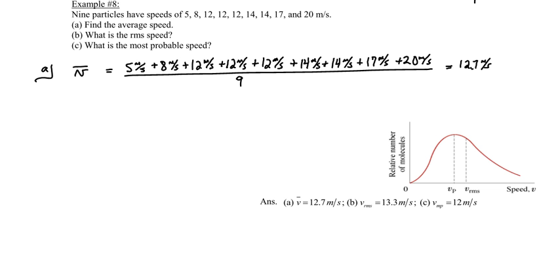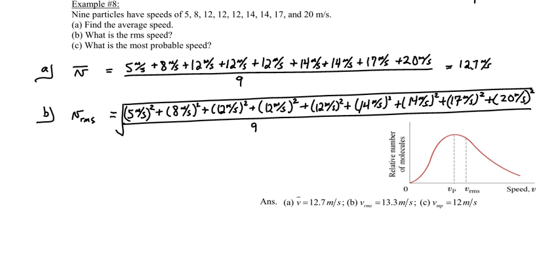Now let's move on to part B to find the root mean squared, sometimes called in mathematics the quadratic mean. To find this statistical measure, you need to take the square root of the mean, which means we're dividing by 9 in this case, of all the squares of the speeds of the gas molecules. So you're going to take 5 squared plus 8 squared plus 12 squared and all the way up to 20 squared, and then divide by 9 molecules, because that's what we're given. And that will give you an answer of 13.3 meters per second.